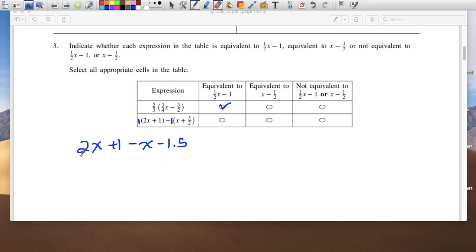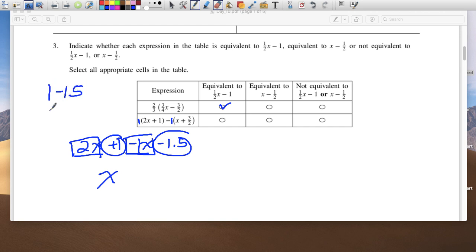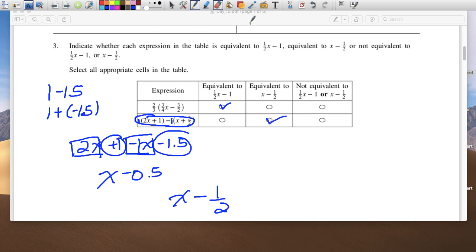So combine like terms. Yes, I have this and this I can combine. 2x minus x. Remember, there's a 1. What's 2x minus 1x? It's just x. And then I can combine this guy with this guy. What's +1 minus 1.5? We can think of it as 1 plus -1.5. There are more negatives. Minus 0.5. And I'm just going to rewrite this as a fraction, because x minus 0.5 as a fraction is x minus a half. So this guy over here is not equivalent to this, but it's equivalent to the middle one. Okay.